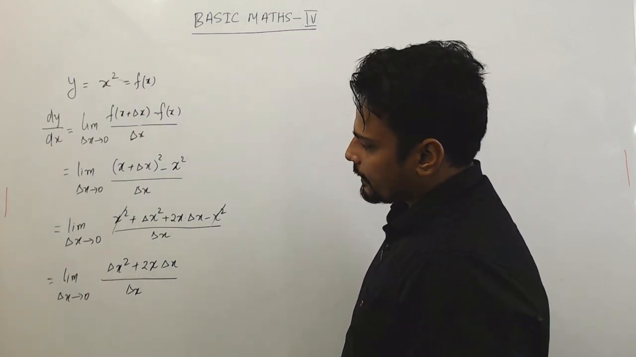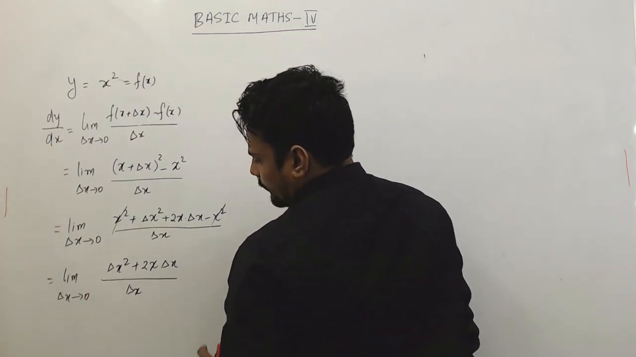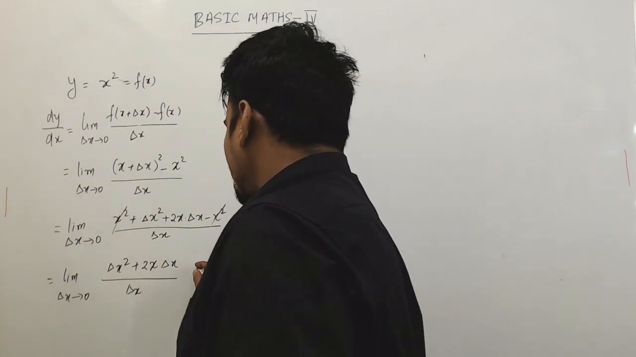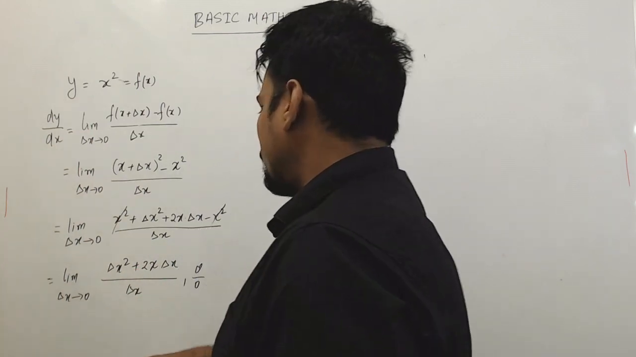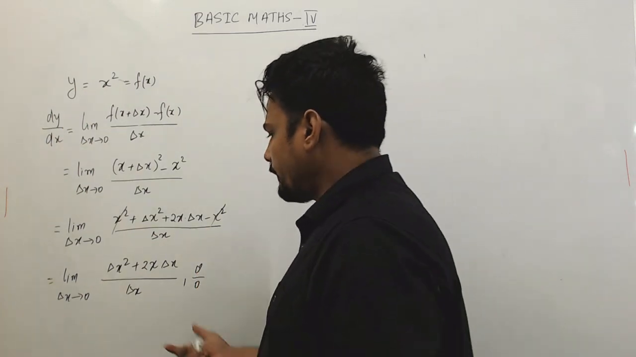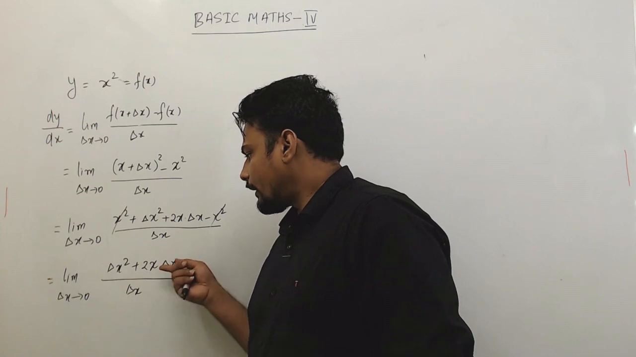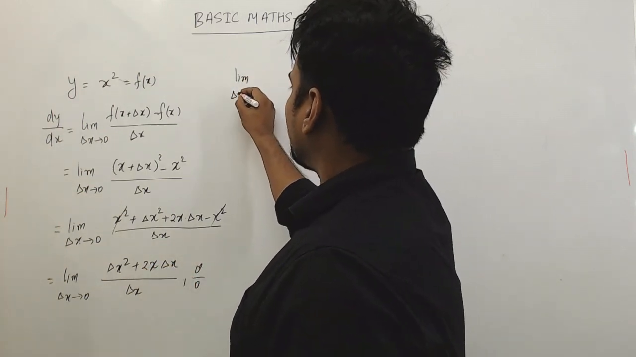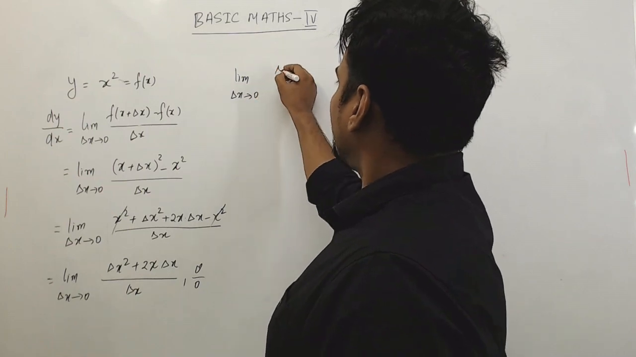Why don't we just put the value of delta x as 0? If I do that, I'm going to get what? 0 plus 0 upon 0. That means it is going to give you 0 upon 0, which is a not defined form. This is an undefined form. So over here, just to get it done, I can take the delta x common. So I should be having limit delta x tending to 0. Let us take delta x common.